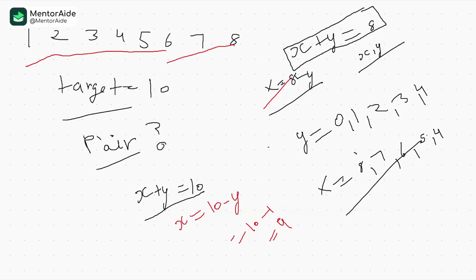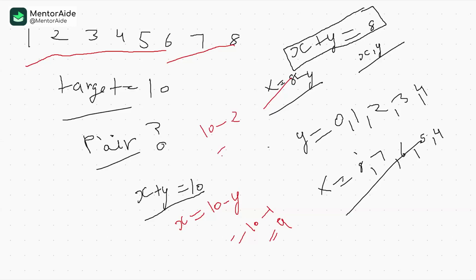Is 9 available in the given array? Just say yes or no. No, so that means this pair cannot be created. This pair does not exist. The question is to find pairs using only the values given. Since 9 is not available in the given array, we cannot use it. Now let's go to the next one.